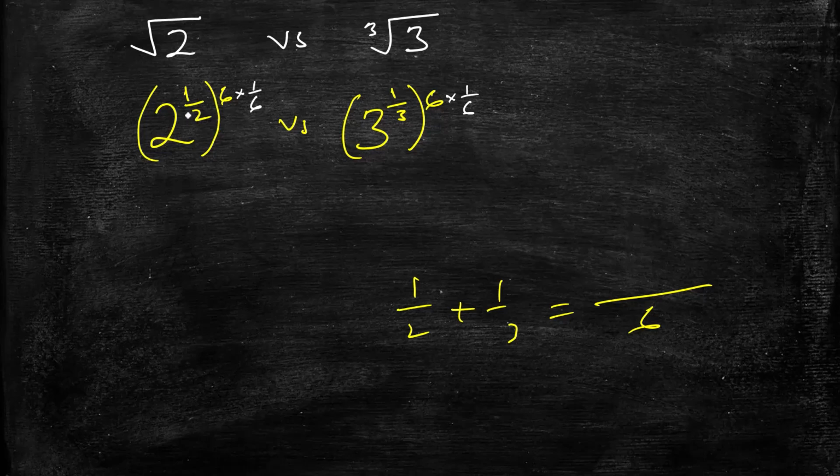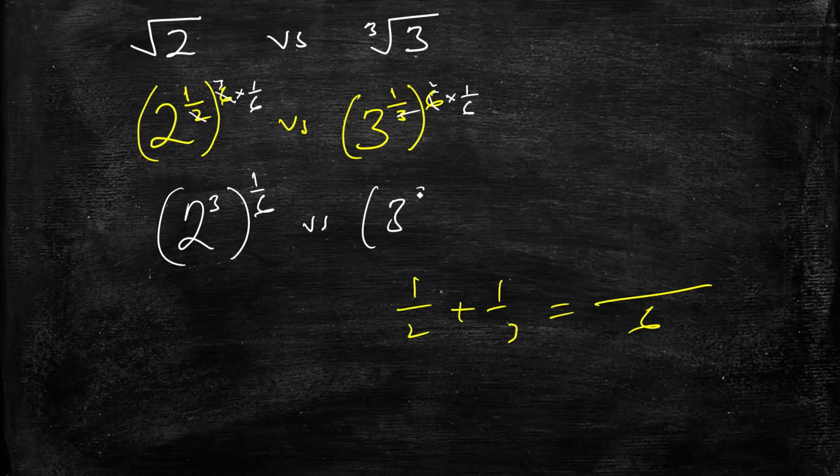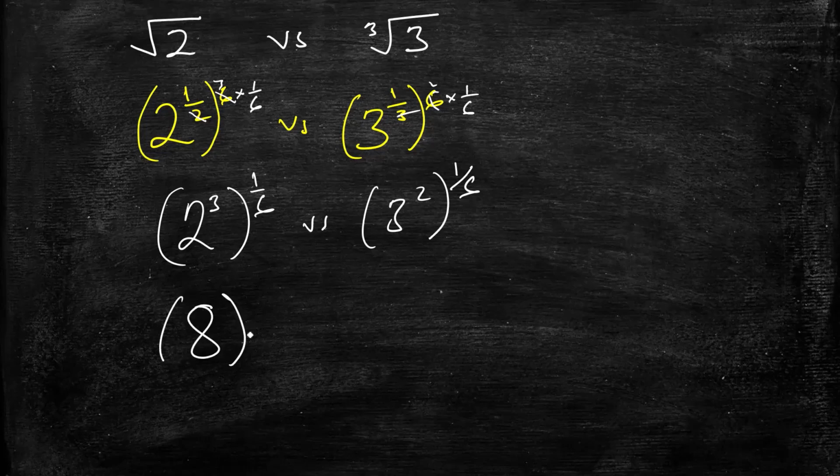So 2 here, 3. It's the same as 2 to the power 3 all raised to 1/6. So 3 here, 2. It means 3 to the power 2 all raised to 1/6. Okay, so guess the answer. This side is 8, and this side is 9.